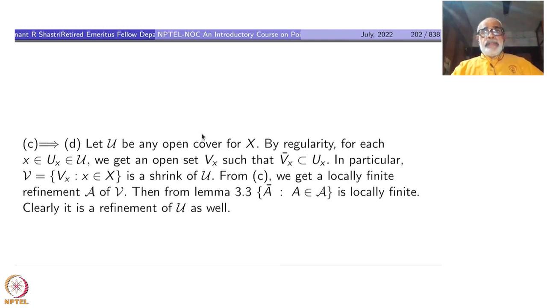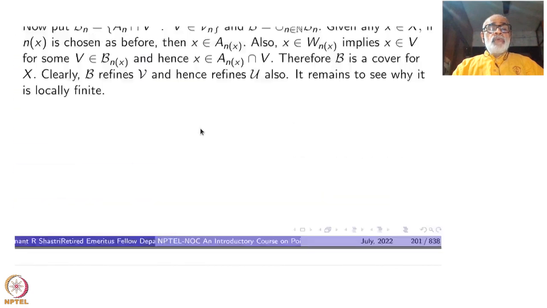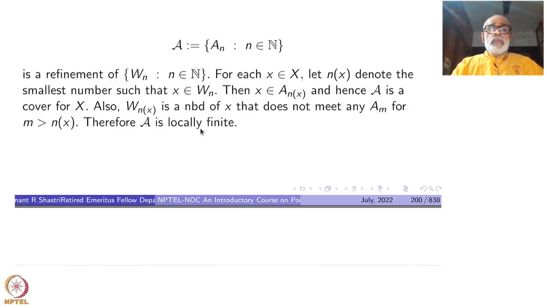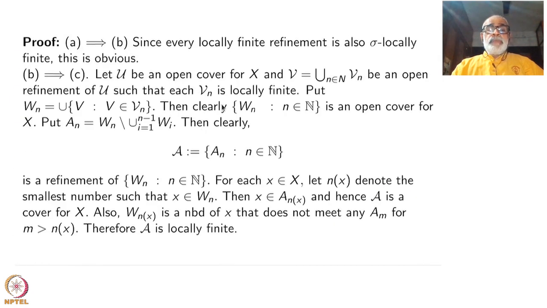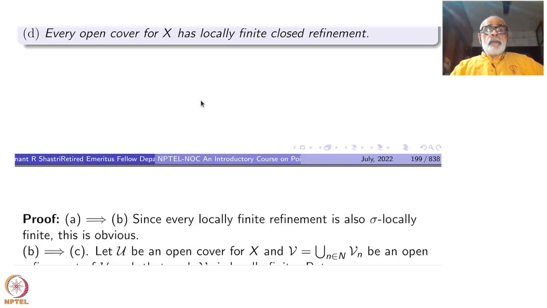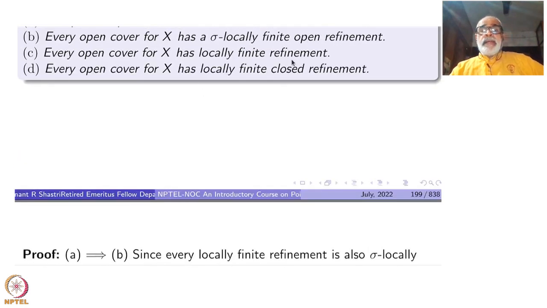Now, C implies D. What does C implies D mean? Starting with an arbitrary locally finite refinement, we want to make it a locally finite closed refinement. And from a closed refinement, finally, D implies A will give open refinements. That is paracompactness. So that is the idea. Now let us say C implies D.